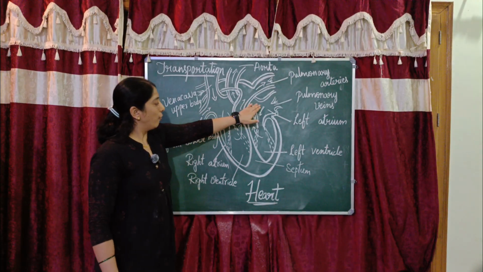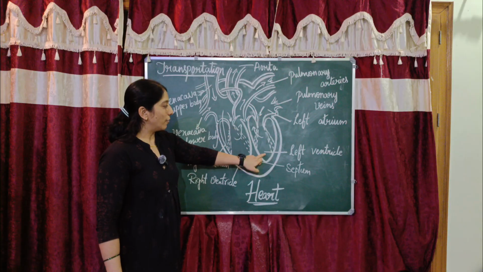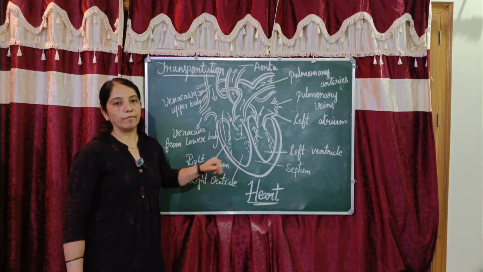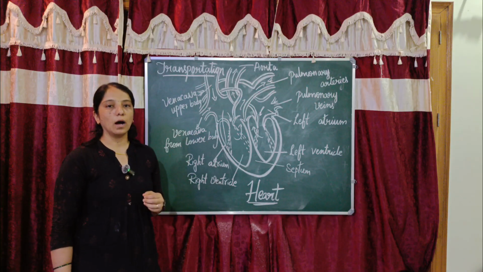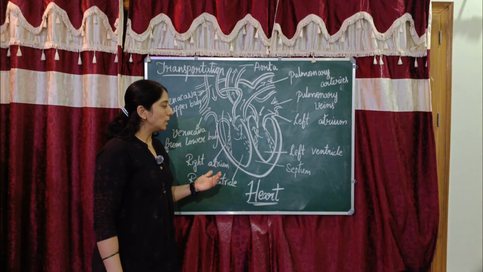It has 4 chambers, that is left atrium, left ventricle, right atrium and right ventricle. These are the 4 chambers which are present in the heart. So how is blood circulated in the heart?